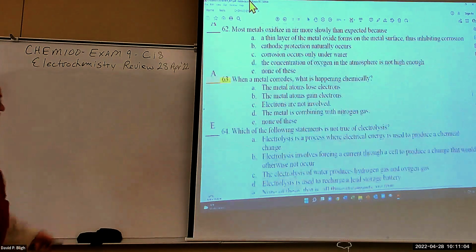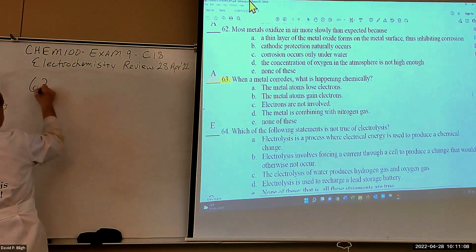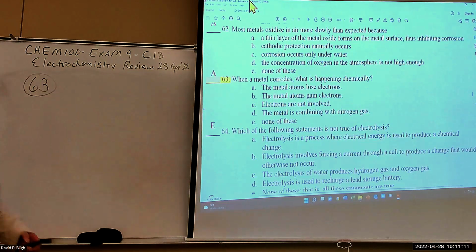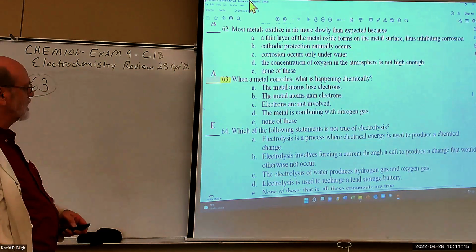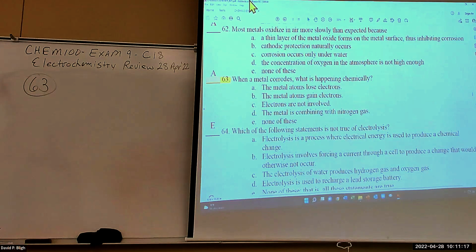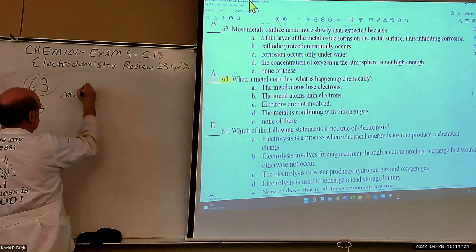Let's see what else we got. 63. I'll just draw it bigger. It's getting kind of faint, so I'll make the letters, the numbers bigger. When the metal corrodes, what is happening chemically? Metal corrosion.